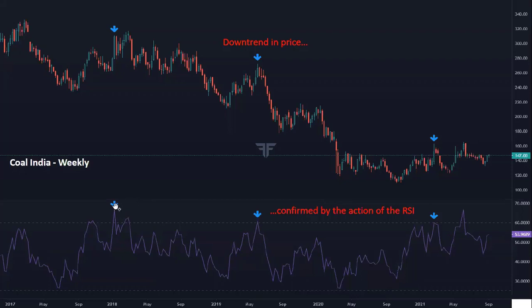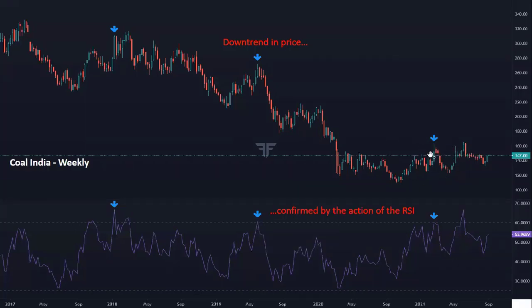Now notice this high over here. It more or less coincided with a peak in price. And in this particular instance, the RSI hit the overbought region of 60, 65. Again, the price stopped out and started declining. So see how well the zones of 60 to 65 work in a downtrend.